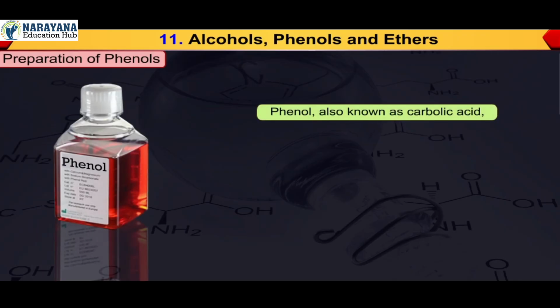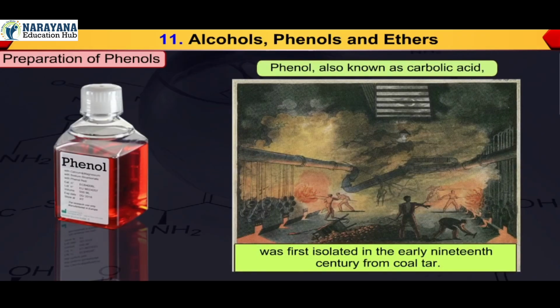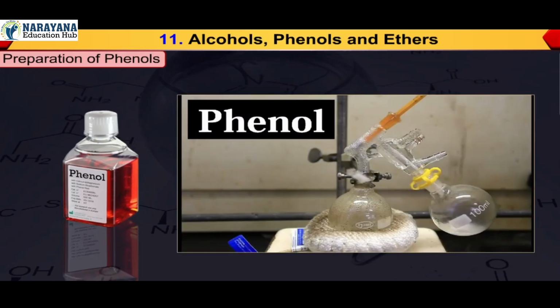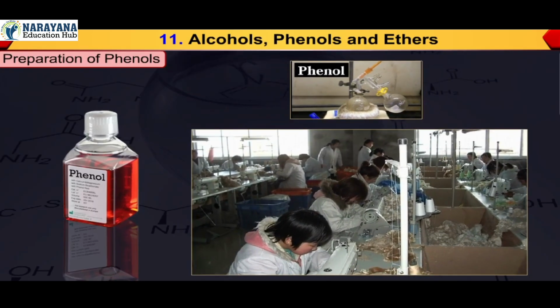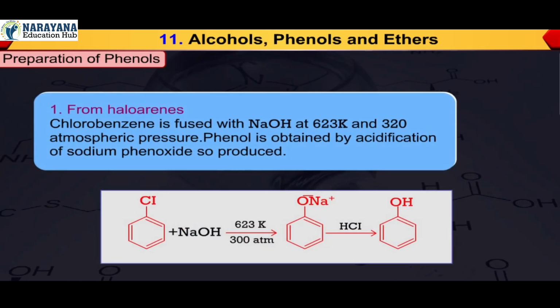Preparation of phenols. Phenol, also known as carbolic acid, was first isolated in the early 19th century from coal tar. Nowadays, phenol is commercially produced synthetically. In the laboratory, phenols are prepared from benzene derivatives by any of the following methods. Number 1. From haloarenes. Chlorobenzene is fused with NaOH at 623 Kelvin and 320 atmospheric pressure. Phenol is obtained by acidification of the sodium phenoxide so produced.